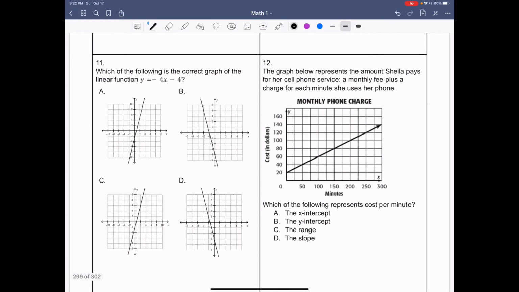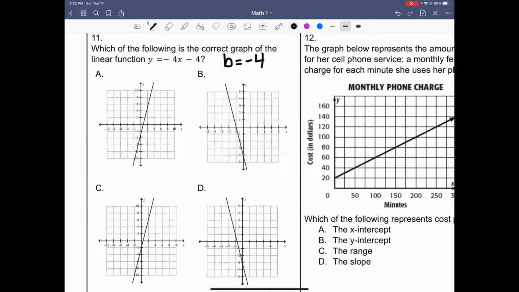All right, number 11 says, which of the following is correct from the graph? So they're basically asking to identify which one is correct. So I always like to start with the y-intercept. So we're looking for a y-intercept at -4. Now, when I look at A, it has a y-intercept at -3. So that's not going to work. And if you notice, some of these have different scales. So this one's going by 2. So since it's halfway, it's going to be at -3. So that's not right.